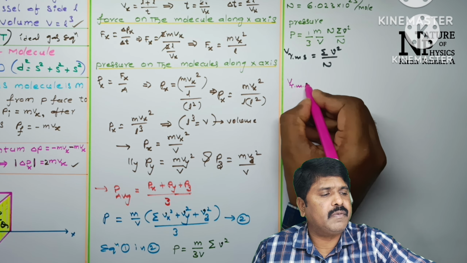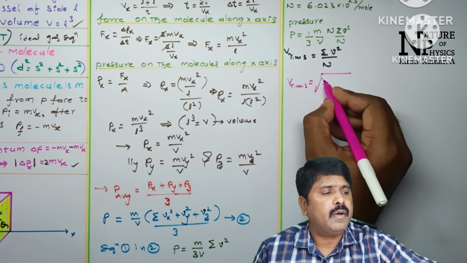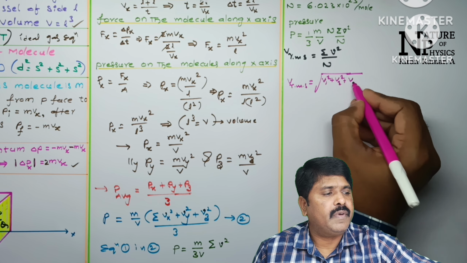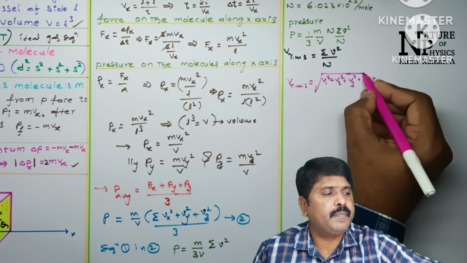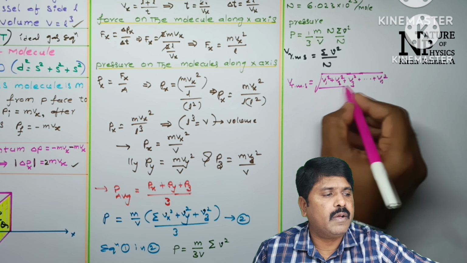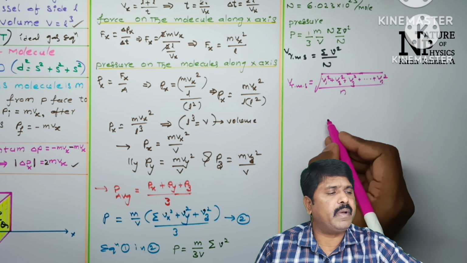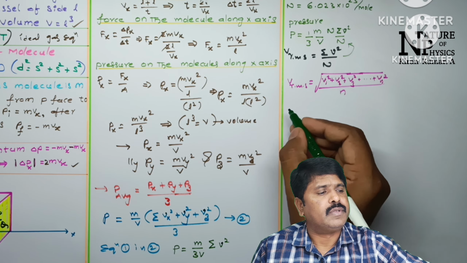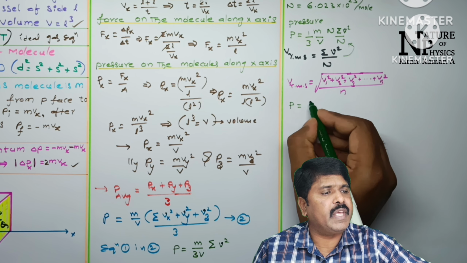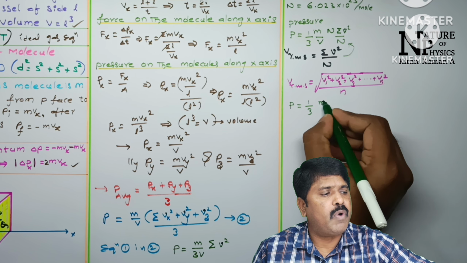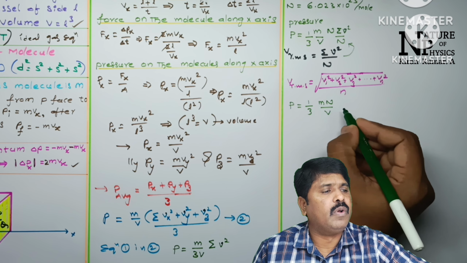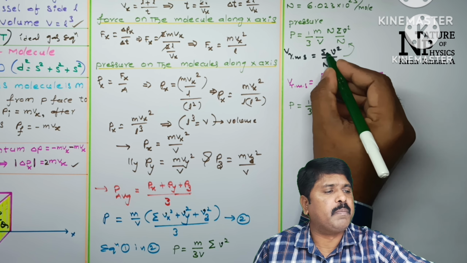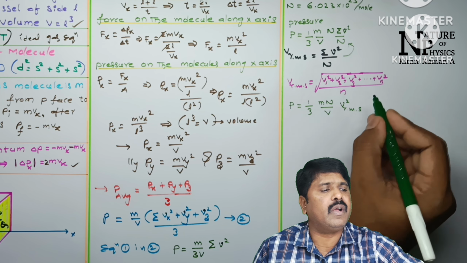So VRMS is equal to root over V1 square plus V2 square plus V3 square up to so on Vn square, whole divided by N. Okay, student, and then the values are replaced according to this. So in the pressure equation I'm getting P which is equal to 1 divided by 3, small m into capital N divided by volume V, into V square RMS. Just the value replaced: sigma V square divided by N is equal to VRMS.